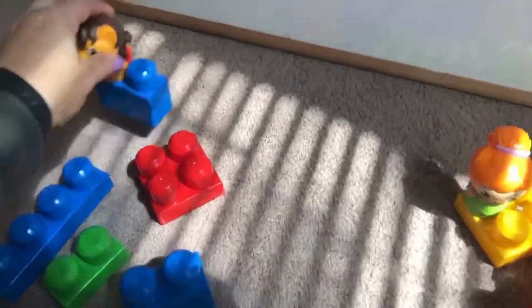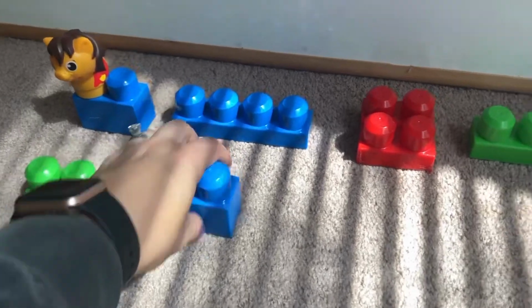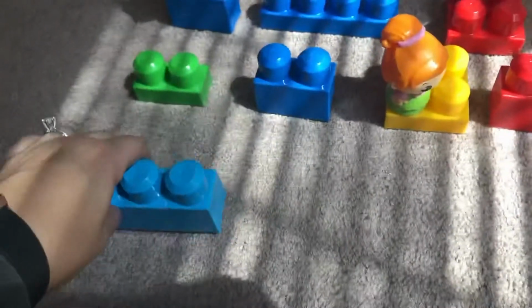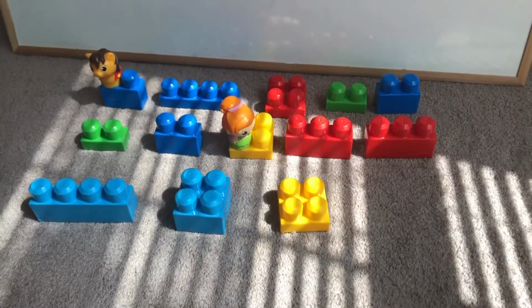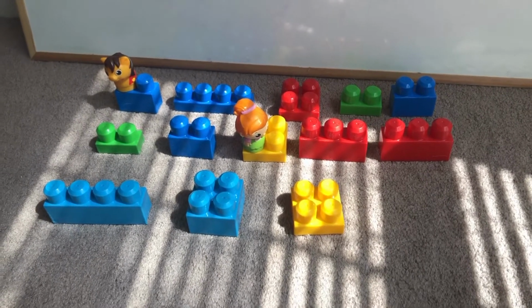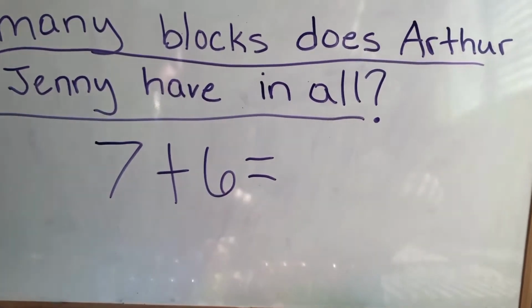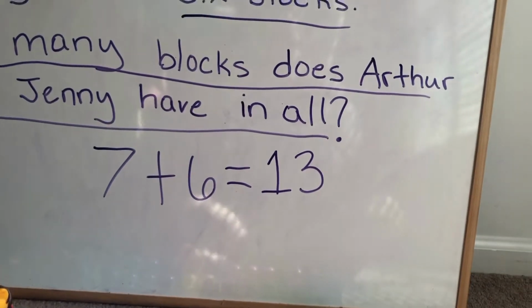So here we go. 1, 2, 3, 4, 5, 6, 7. Now we're going to start with Jenny's blocks. 8, 9, 10, 11, 12, 13. All right, so Arthur and Jenny's blocks combined together or added together is 13. So let's go ahead and write 13. 7 plus 6 equals 13.